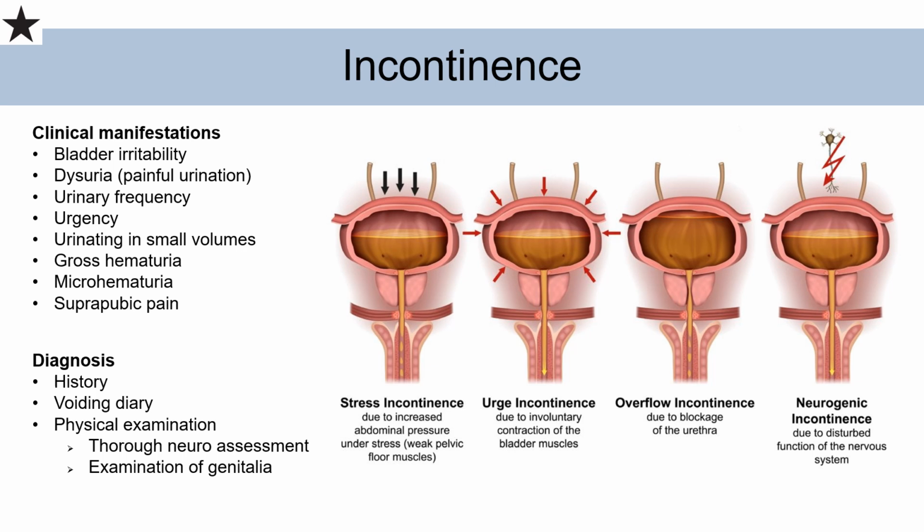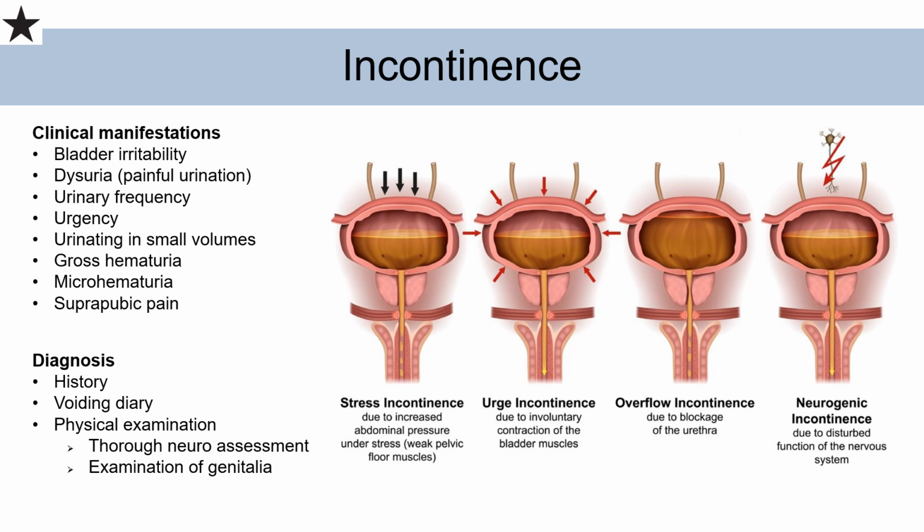Clinical manifestations: bladder irritability, dysuria, which is painful urination, urinary frequency, that's when you have to urinate quite often, urgency, you have to go now, urinating in small volumes, so you feel like your bladder's full, but when you go to void, only a little bit comes out, gross hematuria, so that's blood that you can see with your eyes, microhematuria, that's blood that is seen under a microscope, and also suprapubic pain. So this is when you need to ask questions.